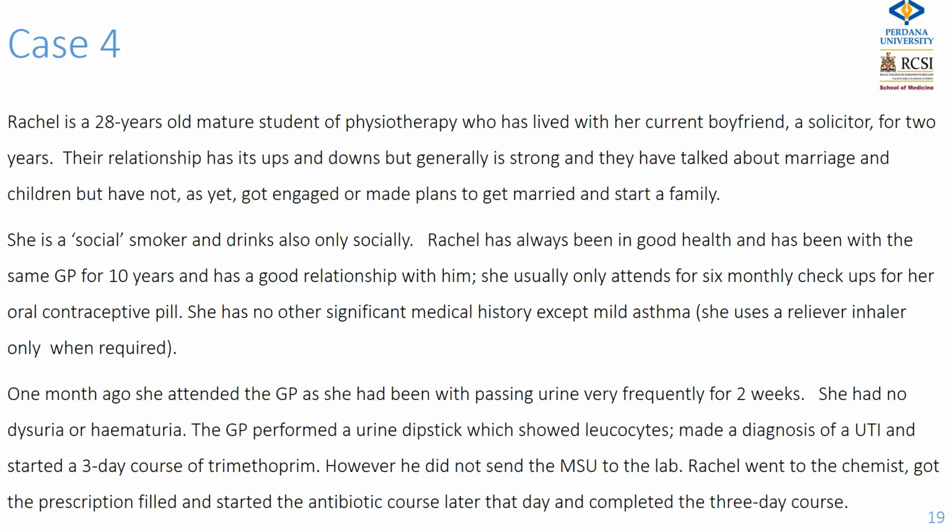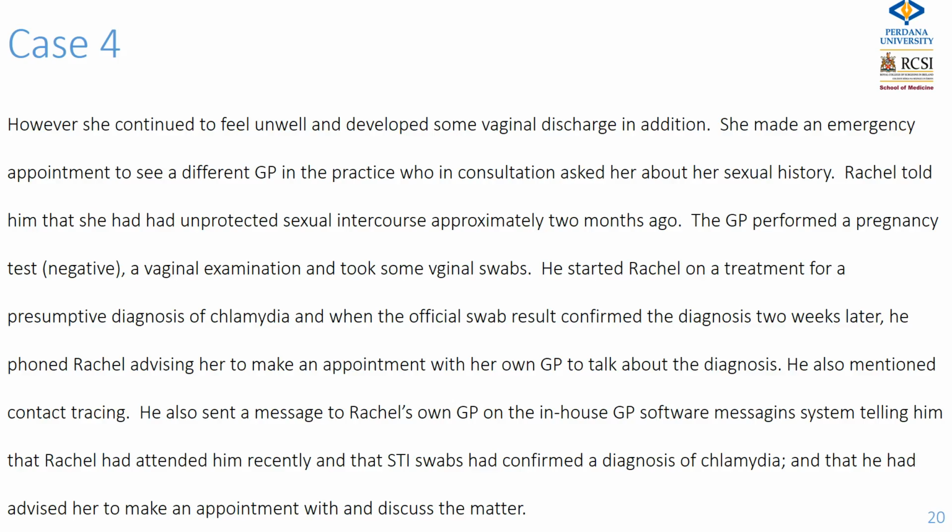However, he did not send the midstream urine to the laboratory. Rachel went on to the chemist, got a prescription filled and started the antibiotic course later that day and completed the full 3 days. She continued, however, to feel unwell and developed also some vaginal discharge in addition. She made another appointment to see a different GP in the practice, who in consultation asked her about her sexual history. Rachel told him that she'd had unprotected sexual intercourse approximately 2 months ago.